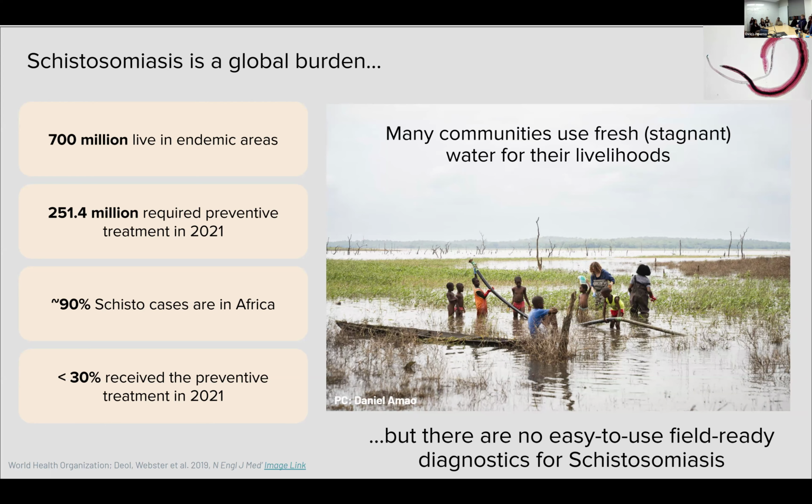It affects hundreds of millions of people. About 90% of schistosomiasis cases are in Africa, but there are still no easy-to-use, field-ready diagnostics for schistosomiasis. So a lot of the current work that we are researching and developing is centered around schistosomiasis, but it could also be applied more broadly to other diseases.